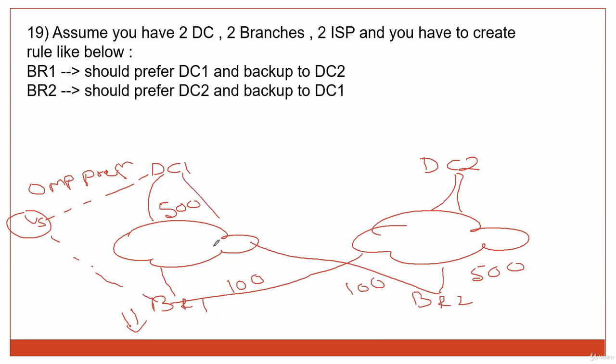Then in this case, for branch 1, the primary path will be DC1 but the fallback will be DC2, and the reverse will be the case for branch 2, whose primary path is DC2 and fallback will be DC1. So with a few lines of global policy, you can achieve this target, although this will obviously be possible in the routing use case with BGP or any other protocol if we tune it. In terms of SD-WAN, it's very easy to do with the help of OMP route preference.